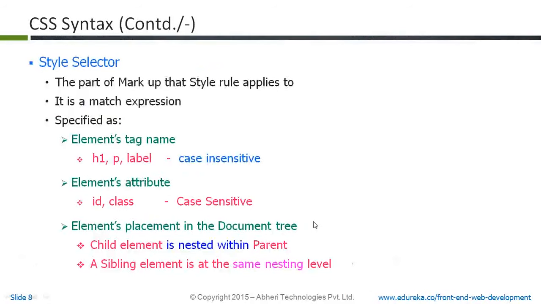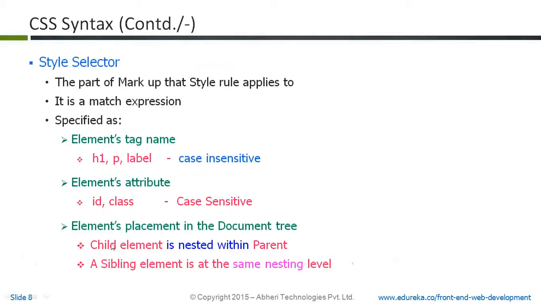So this is a bit of theory, and I'll briefly cover it. Note that these element tag names, H1, P, and label, are case insensitive. What I mean is, here P you can specify as uppercase or lowercase, and it will still work. That's what I mean by case insensitive. Some of the values of the element attributes, like ID and class, are case sensitive, meaning uppercase and lowercase matter in the values.